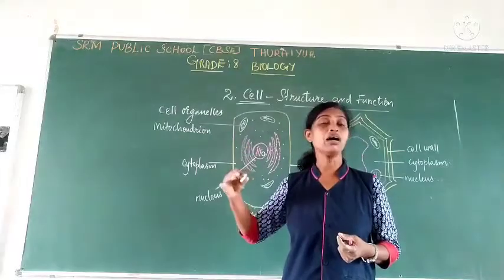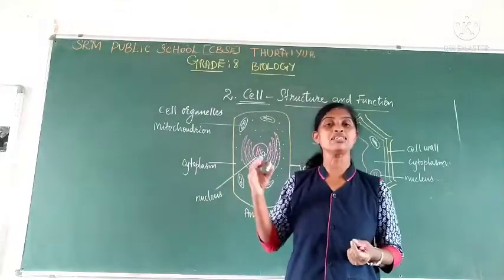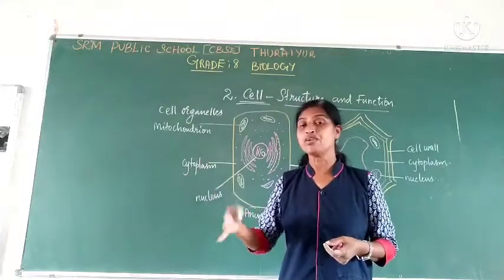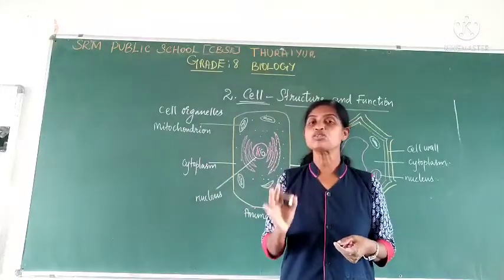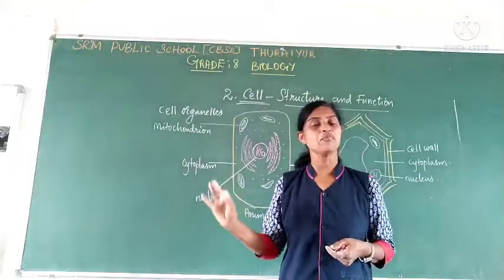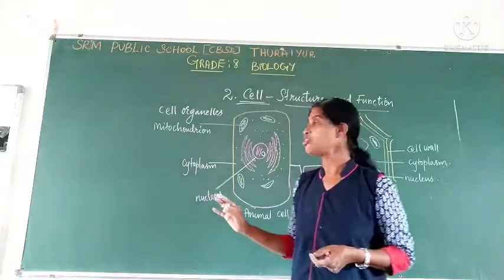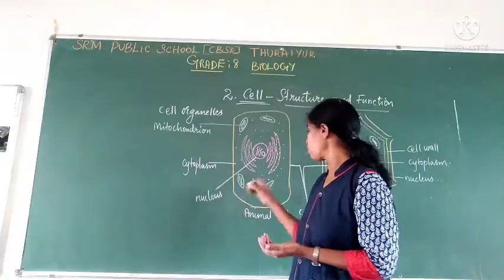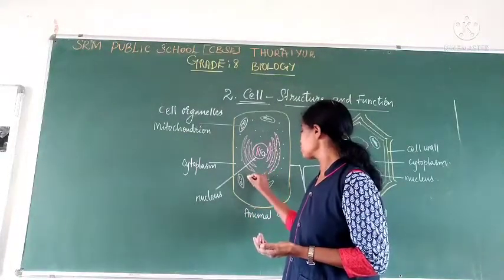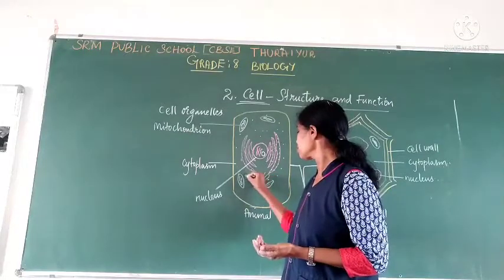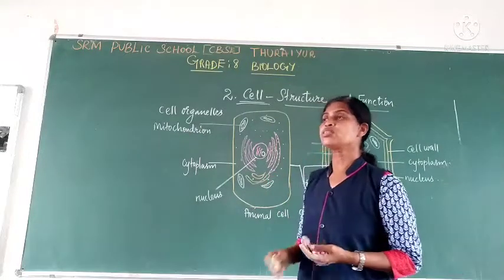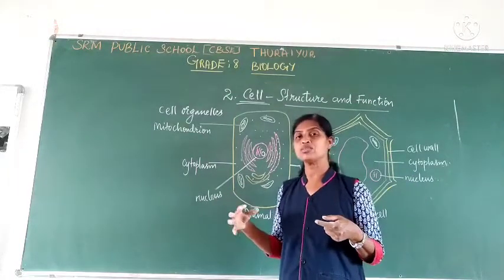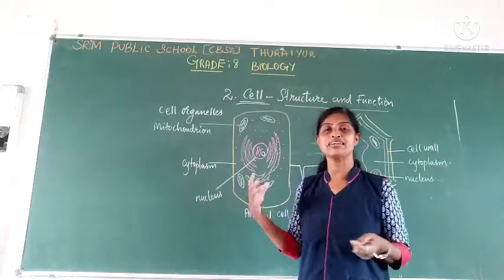Now, mitochondria are called the powerhouse of the cell because they help in releasing energy by breakdown of glucose, or the process of respiration happens in the mitochondria. Understand, children? Then Golgi apparatus. You can draw it something like this. This Golgi apparatus helps to package food items in the form of proteins or carbohydrates.